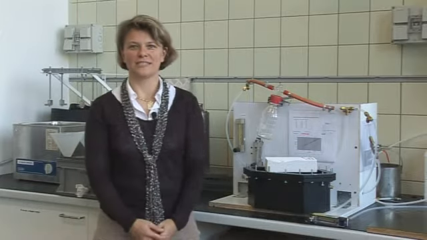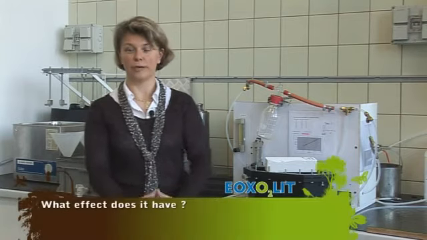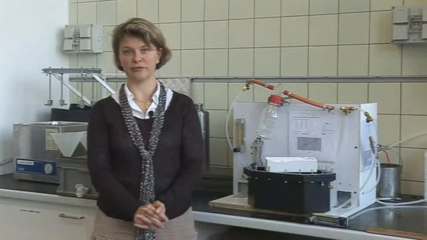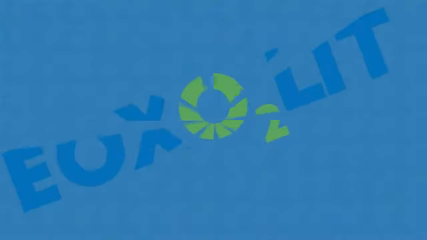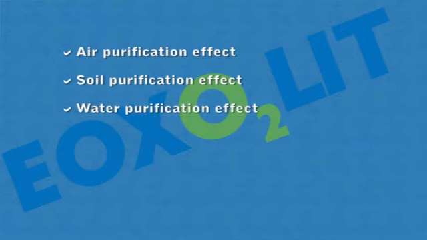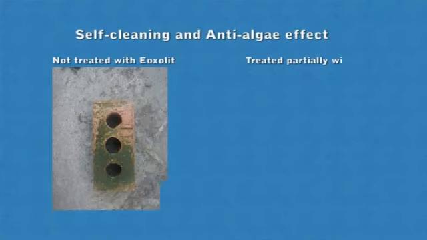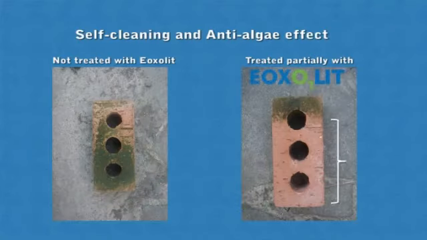So which effect does photocatalytic materials have? Where are they used? They're used in different areas. So first of all, there's the air purification area. We have soil purification, water purification. Another important area is the self-cleaning effect. So if you use it on surfaces, they will clean themselves. Other effects are antibacterial effect, anti-algae effect, so anti-greening effect outside on wet walls.